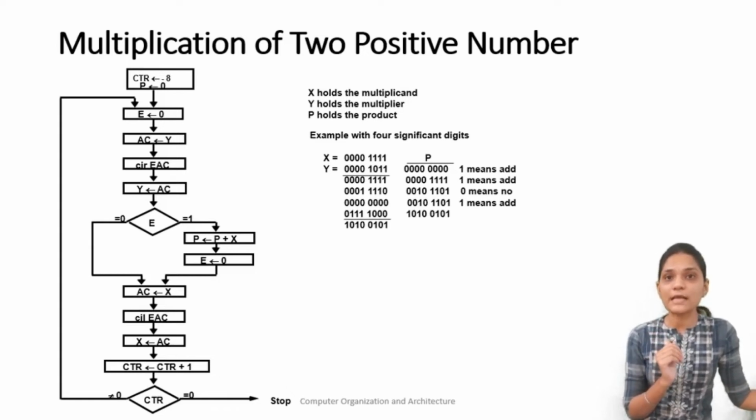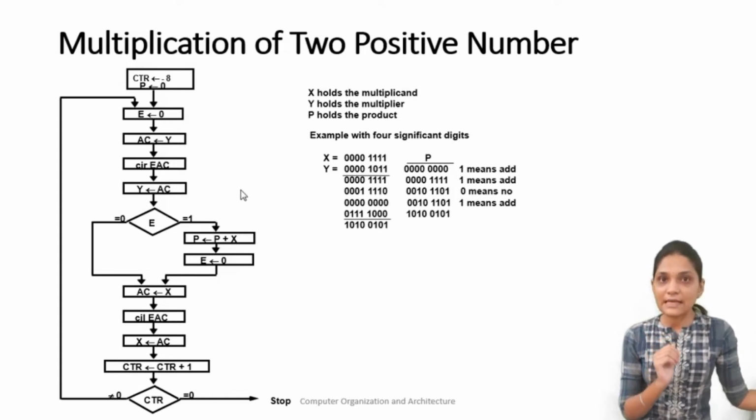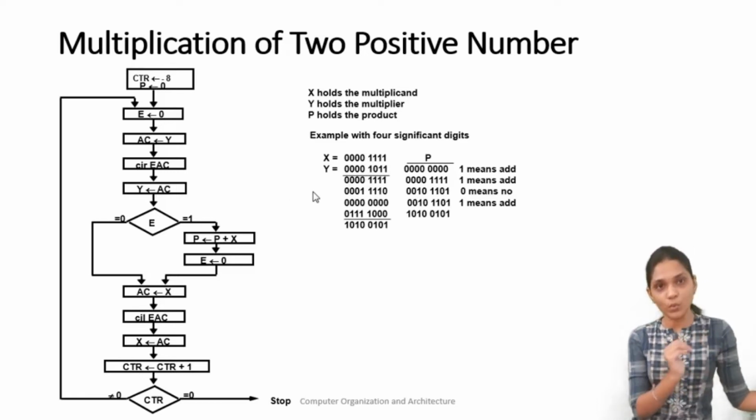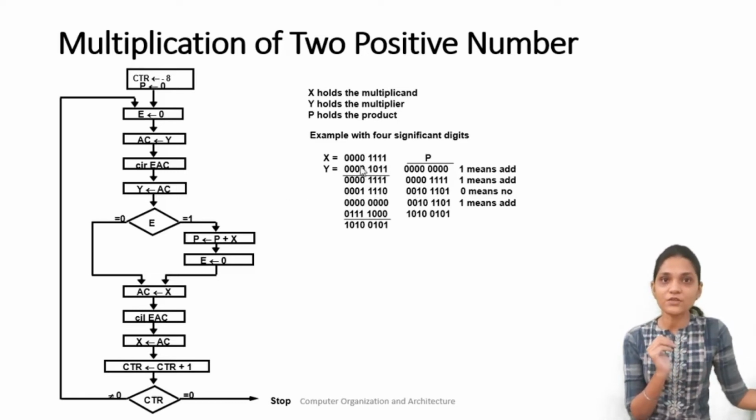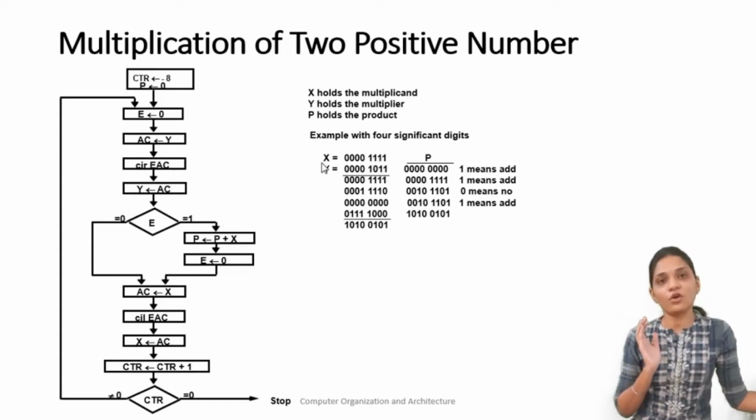So we will store this accumulator, that is the shifted multiplier, to the location Y. In that case your Y will be like 1, 0, 0, 0, 1, 0, 1, for one time shifting done. After shifting, you have to check the E flag, whether this LSB bit, which is right now in the E flag, is 1 or 0.